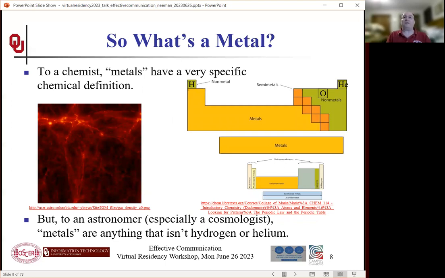All right, so then what makes a metal a metal? Well, to a chemist, the word metal has a very specific chemical definition. If you look on this diagram here, you can see hydrogen and helium are not metals. The orange bits are semi-metals. The green bits are non-metals.